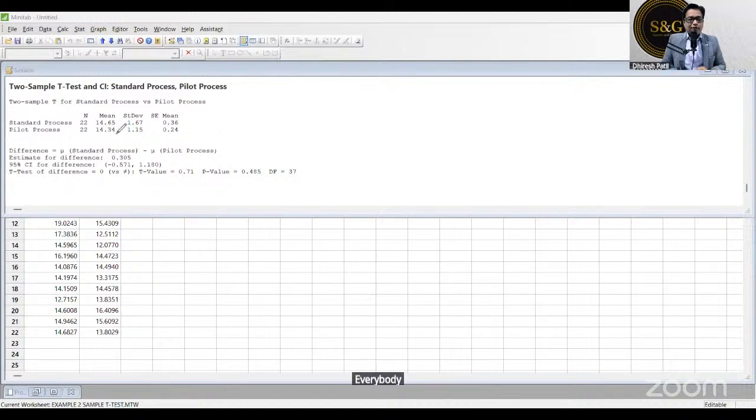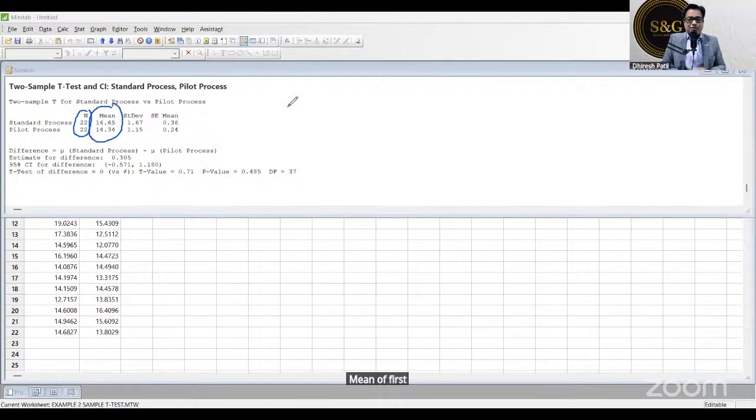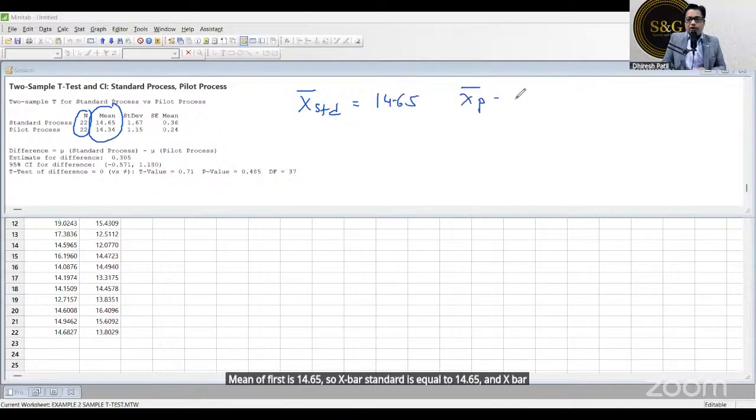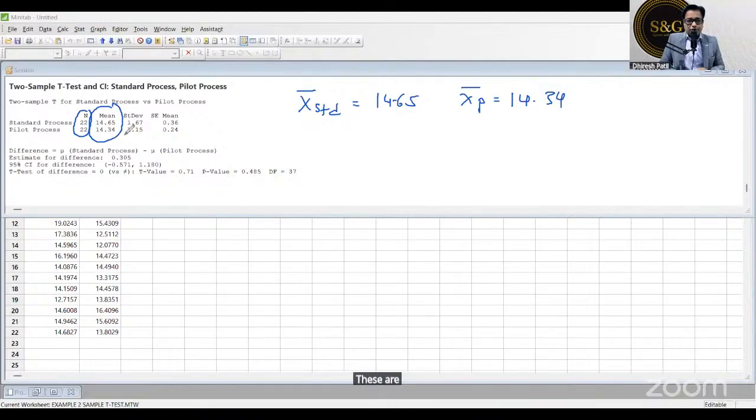Everybody got it? Very good. So here you can see n is equal to 22. There are 22 data points. Mean of the first is 14.65. So X bar standard is equal to 14.65 and X bar pilot is equal to 14.34. These are the real numbers. Then this is standard deviation, etc.